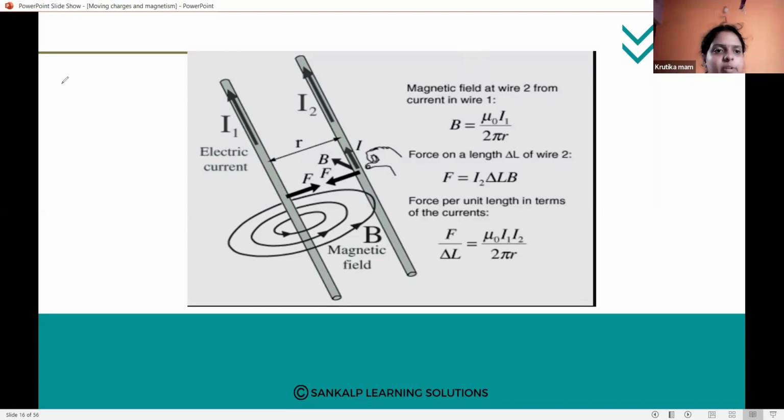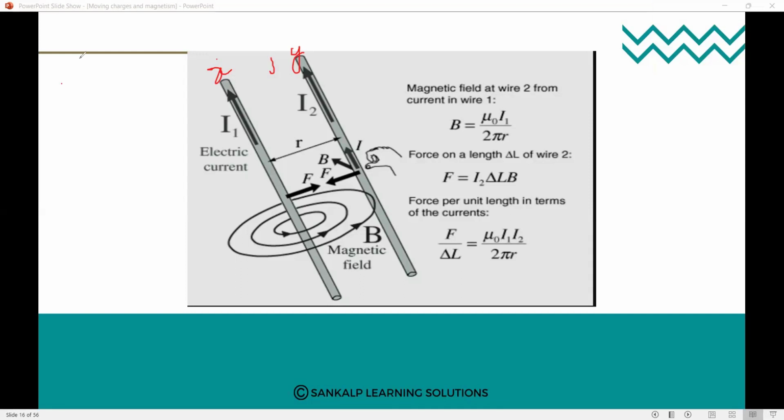For that we have some considerations. Let x and y be the current carrying conductors; you can name this as x and this as y. I1 and I2 are the currents flowing through these two conductors. Then d or r is the distance between them. In the figure it is d, but consider it as r, no problem. You can take it as r or as d. Now the next step is a very simple derivation.